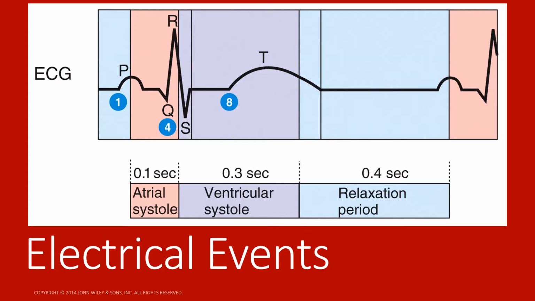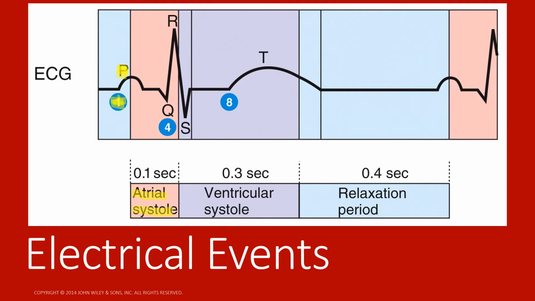First, looking specifically at the electrical events, we have a typical ECG or EKG here. First off, we have the atrial systole. During atrial systole, the atria are contracting, and at the same time the ventricles are relaxed. At number 1 here, we have depolarization of the sinoatrial node, which causes atrial depolarization. And remember, this is marked by the P wave in an ECG.